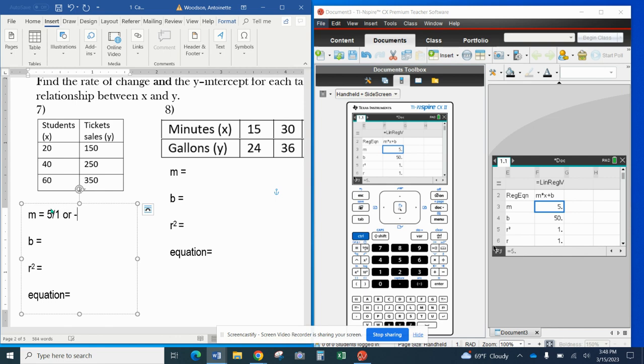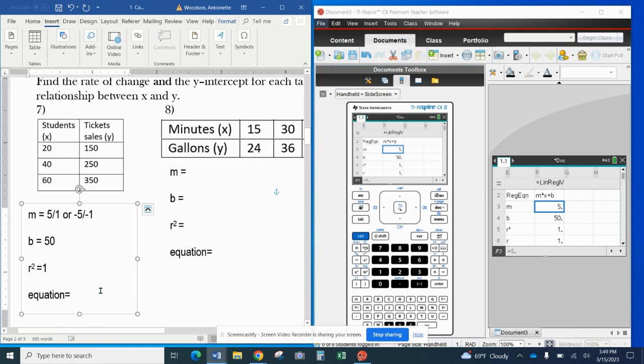You can also do it as negative 5 over negative 1, because a negative divided by a negative is a positive. So it can be written either way. What's my y-intercept? Well, what does it say? It says my y-intercept is 50. Okay, and then what's my r squared value? Is 1. Remember, I'm checking to make sure that it is linear.